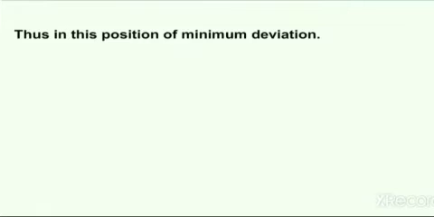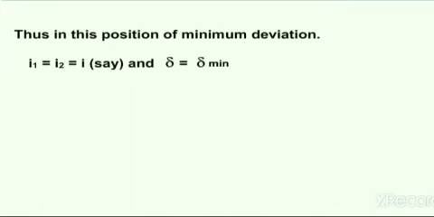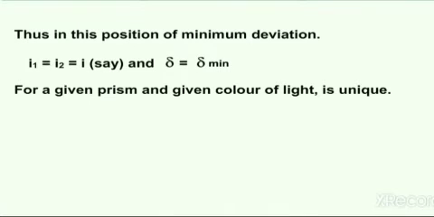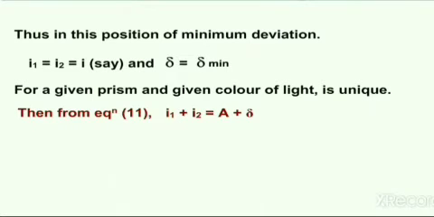Thus, in this position of minimum deviation, I1 is equal to I2, which is equal to I, and delta is equal to delta minimum. For a given prism and given color of light, it is unique. Then from equation 11, delta minimum is equal to 2I minus A. Let this be equation 12.